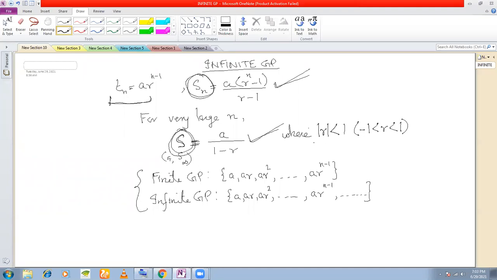So this in the morning, I had skipped this part. Remember, whenever mod R, that is the modulus of the common ratio, is less than 1, only then you can add up the terms of the infinite GP to say S is equal to A by 1 minus R. Otherwise, if R is greater than 1 or if R is less than -1, you will not be able to sum up the infinite GP. So this is a very important condition, that mod R must be less than 1.